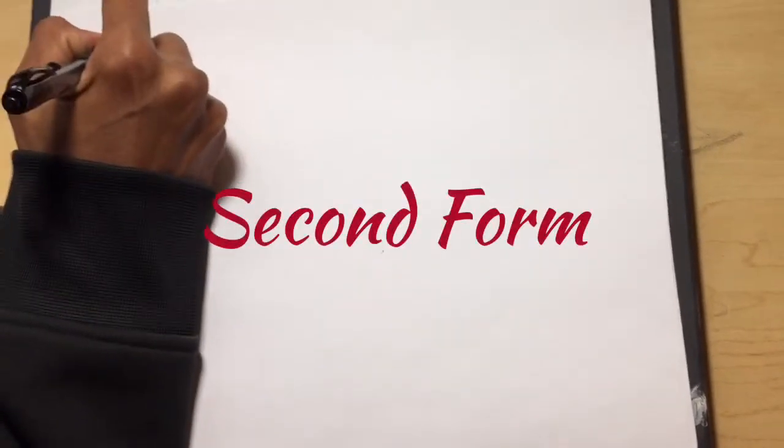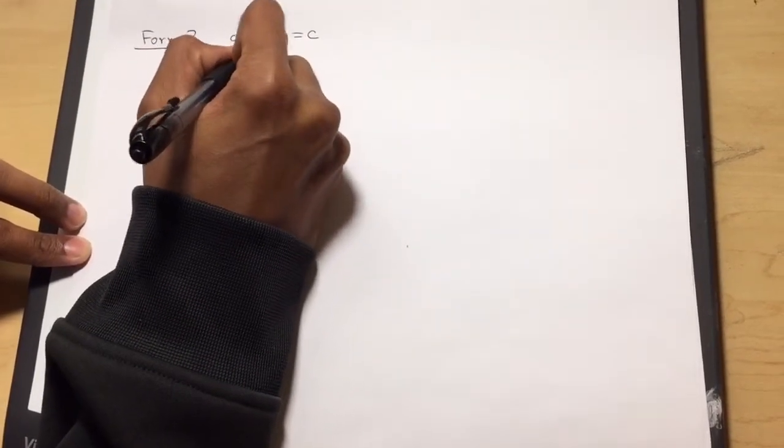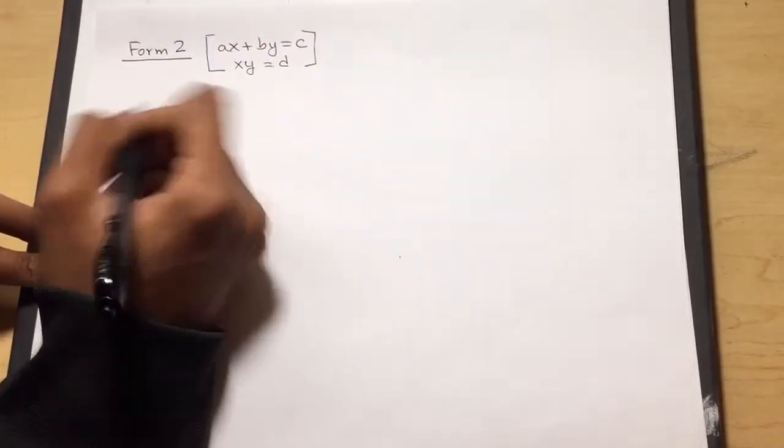Alright, so I'm going to do form number 2 now. And form 2 is ax plus by equals c. Second equation is xy equals d. That's the second form. Alright, now let's do a problem.